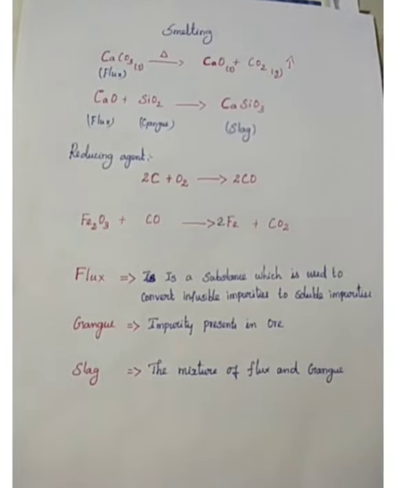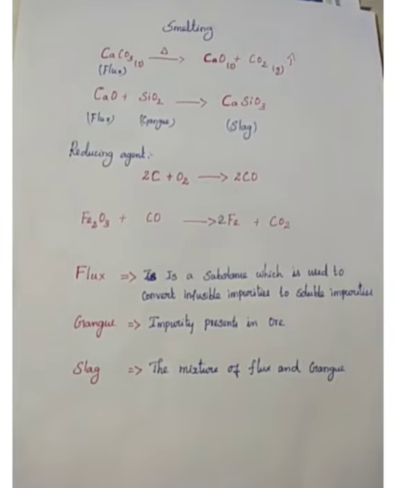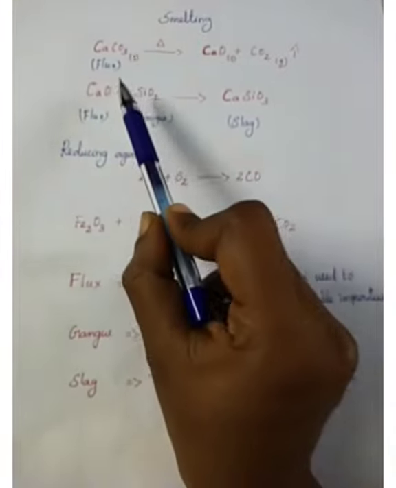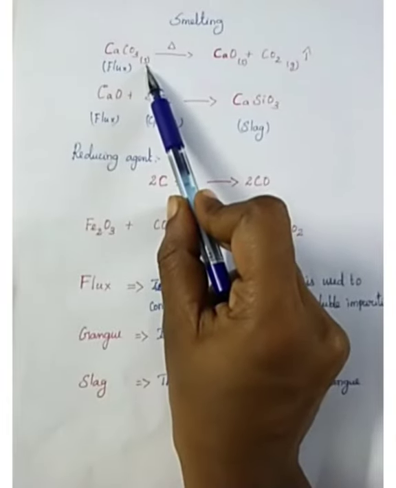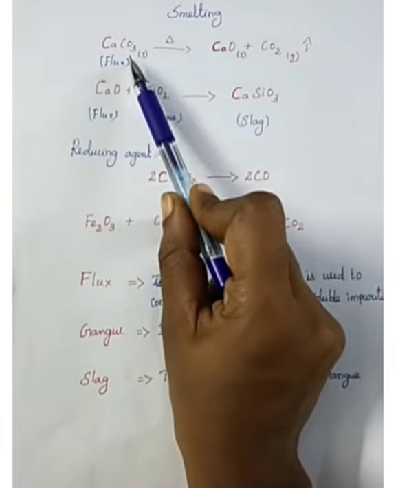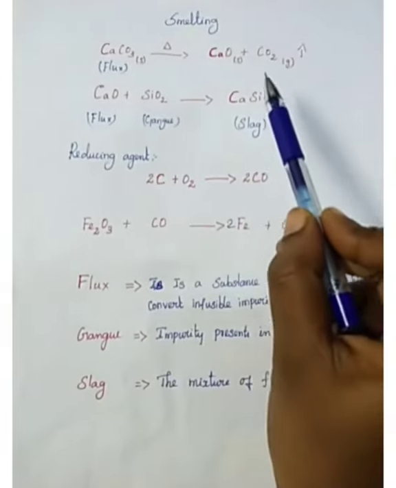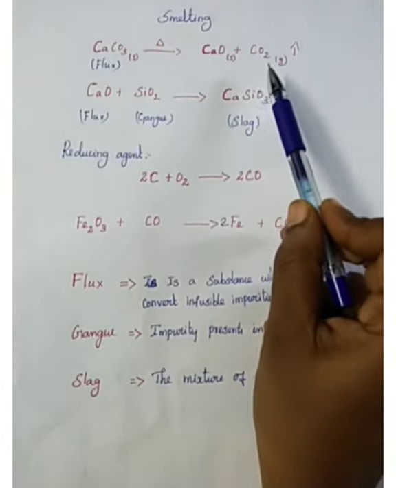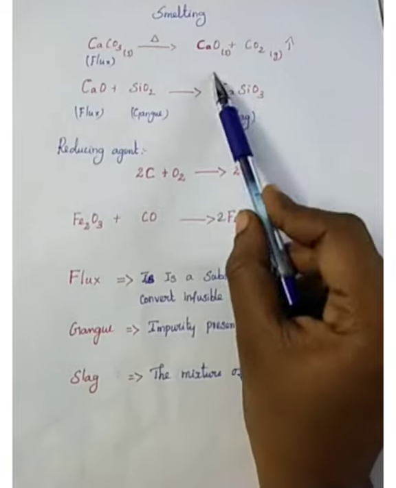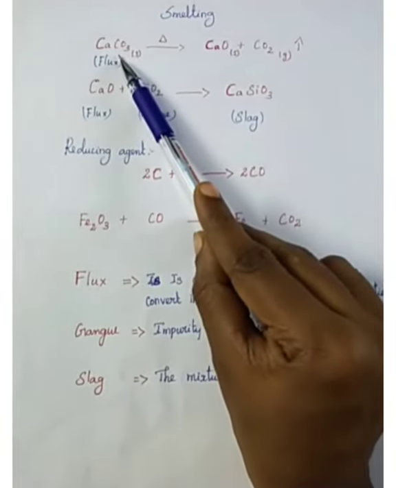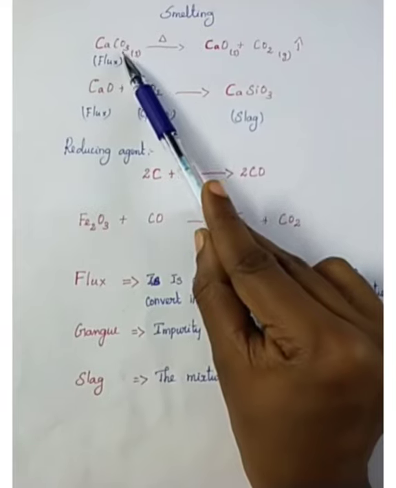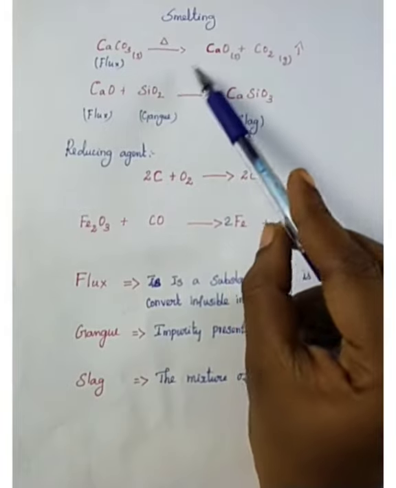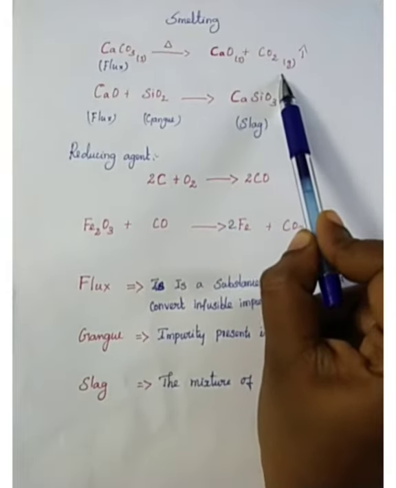Let's see the equation for smelting of iron ore. In smelting of iron ore, we use calcium carbonate, CaCO3, as flux. While heating, this CaCO3 is going to split into CaO and CO2, like the calcination process. The calcination process is applicable for carbonate ore. Carbonate has the formula CO3, so carbonate ore is divided into CaO and CO2.